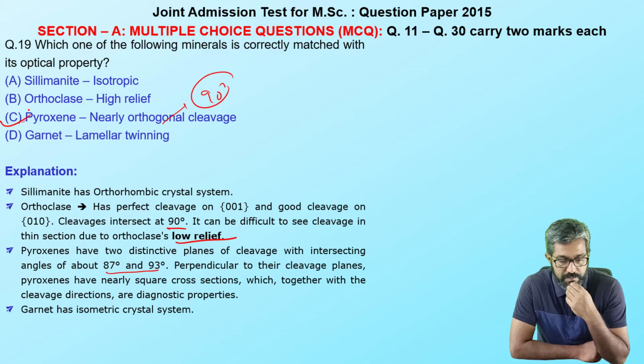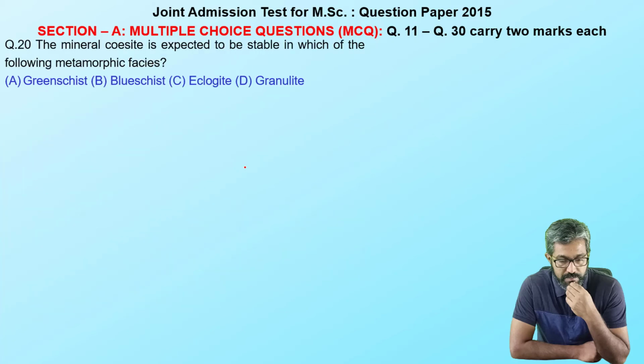Whereas garnet, laminar twinning, no, garnet doesn't show laminar twinning. Garnet shows the isometric crystal system. So my option is A. Sorry, I wrote this wrongly here. Sorry, something is wrong here. My answer is C. Pyroxene nearly orthogonal cleavage. Moving to the next question.